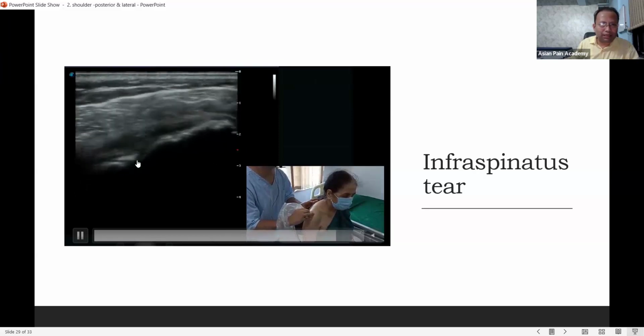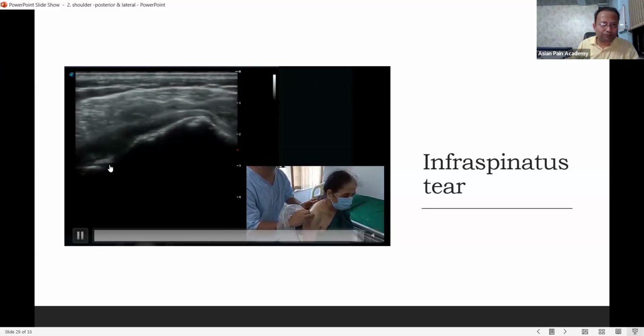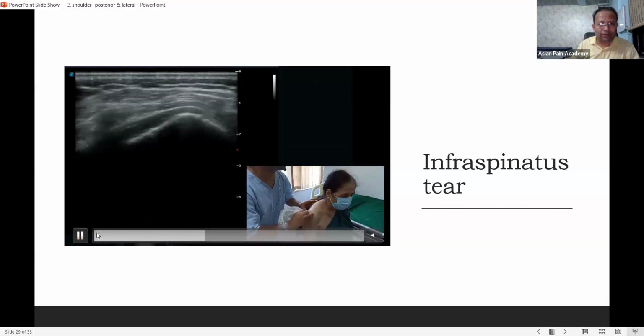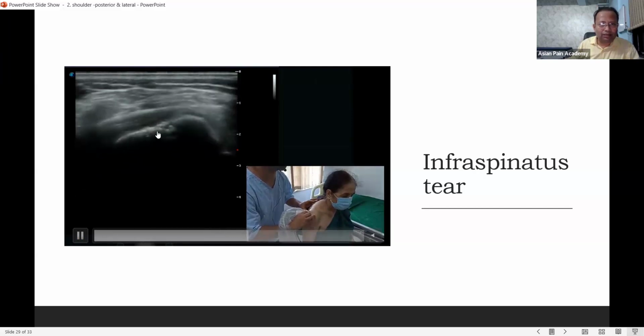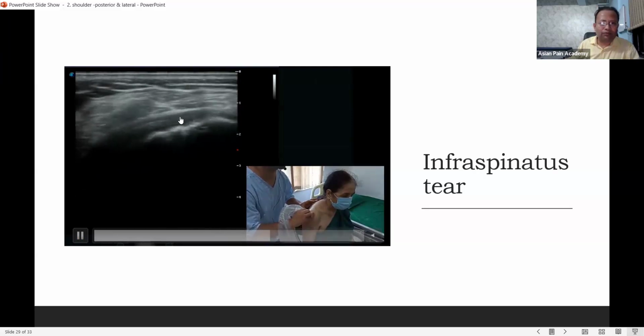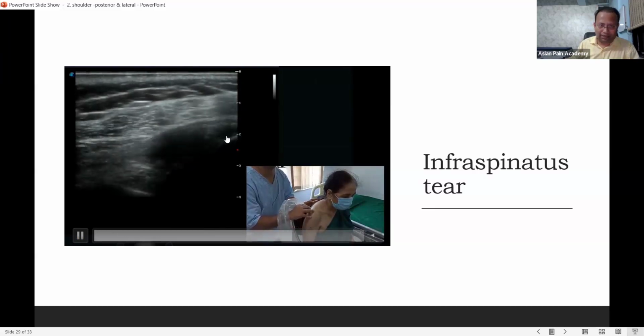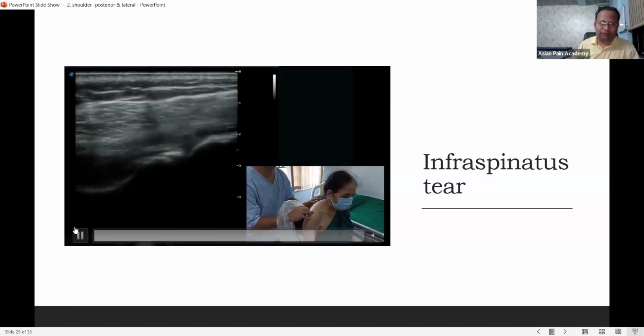So here you can see, this is the glenoid labrum. This is the glenoid bone, labrum. This is the infraspinatus tendon going into the greater tuberosity. Okay. So again, you see, this is the area where there is a disruption of the articular bone, and the associated tear is also there. Okay.